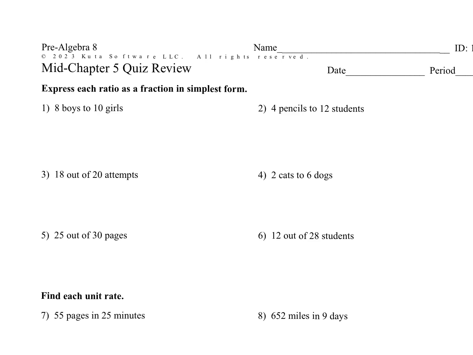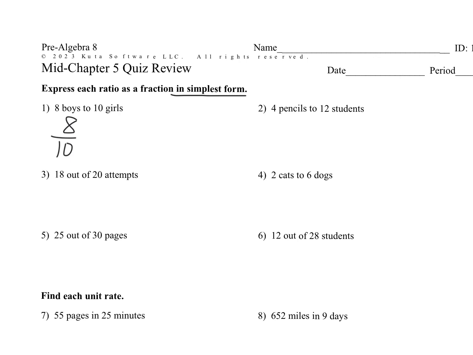Okay, mid-chapter 5 quiz review. On the first section, we want to express each ratio as a fraction. So, how do we write ratios? As a fraction, okay? So we have 8 boys to 10 girls. How do I write that as a fraction? 8 over 10. Now, it says it wants it in simplest form. What does that mean?